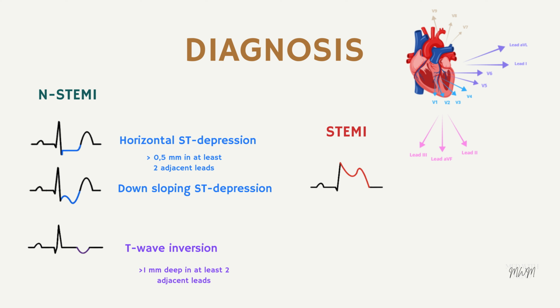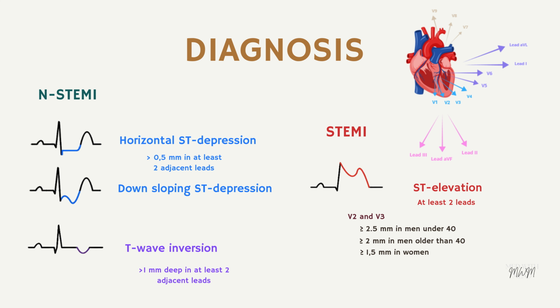In STEMI, the key finding is ST segment elevation in at least two adjacent leads. The exact cutoff depends on the leads and the patient's sex. In leads V2 and V3, the elevation should be at least 2.5 millimeters in men under 40, 2 millimeters in men over 40, and 1.5 millimeters in women. In all other leads, an elevation of 1 millimeter or more is enough to diagnose STEMI.